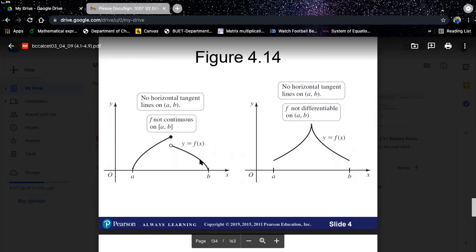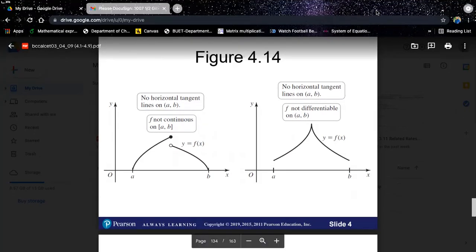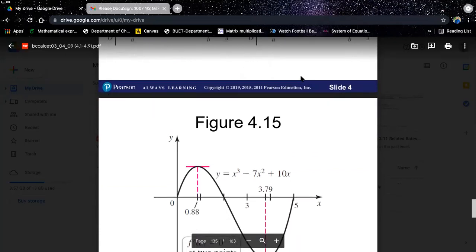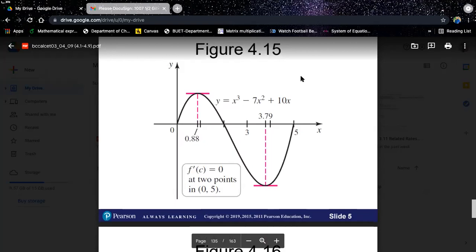So this can't satisfy our requirements. So we can't really use Rolle's theorem here. Do you agree? Everyone? Does it make sense? Yeah, it seems pretty straightforward. Very good. Okay. All right. Let's try this now.